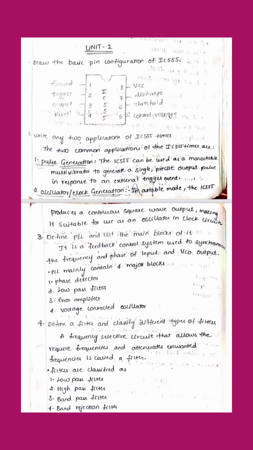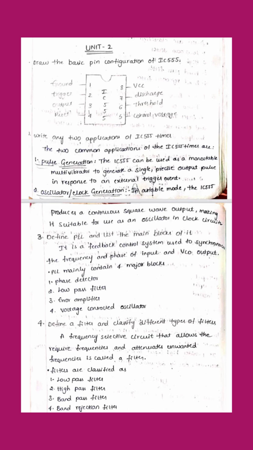Question number 3. Define PLL and list the main blocks of it. A PLL is a feedback control system used to sync the frequency and phase of input and VCO output. PLL mainly contains 4 blocks. One is phase detector, second one low pass filter, third one error amplifier and fourth one voltage controlled oscillator. Please draw the block diagram and mention all these.